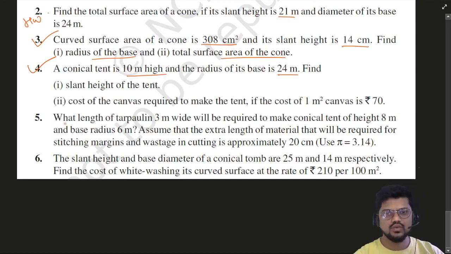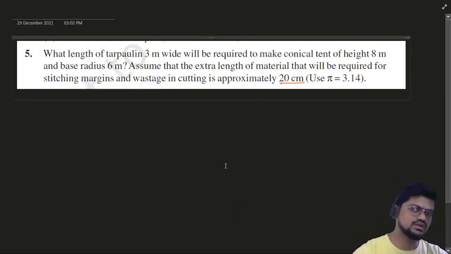Now what length of tarpaulin 3 meter wide will be required to make a conical tent of height this and a base radius? Assume that the extra length of material that will be required for stitching, margin and wastage in cutting is approximately 20 centimeter. Now what they have given: what length of tarpaulin 3 meter wide.